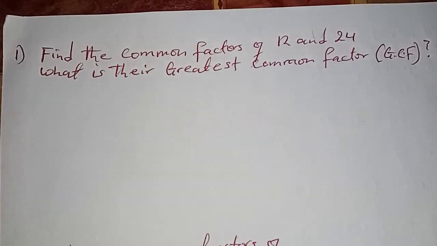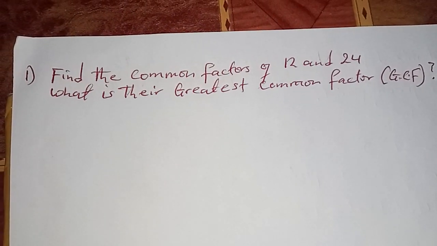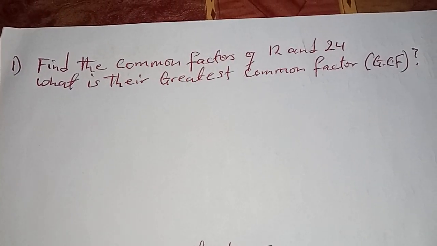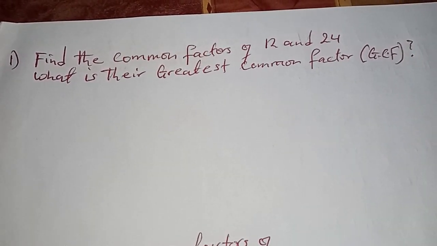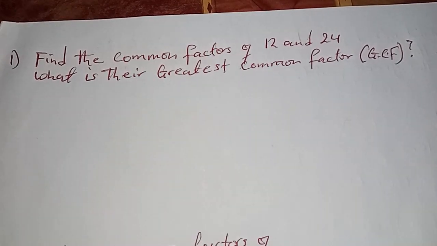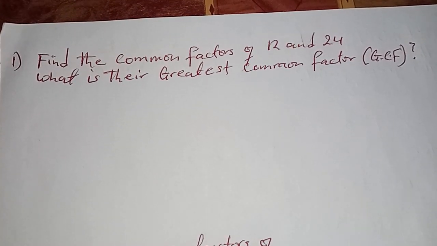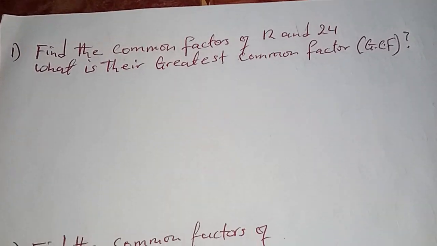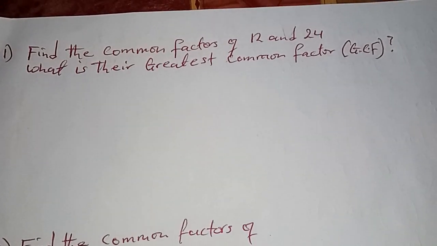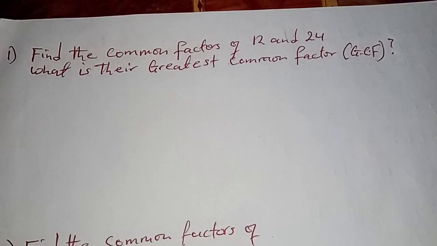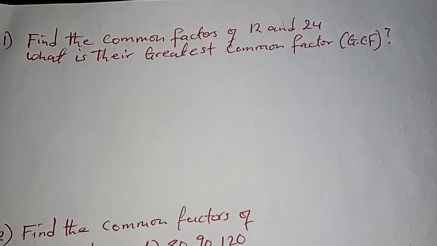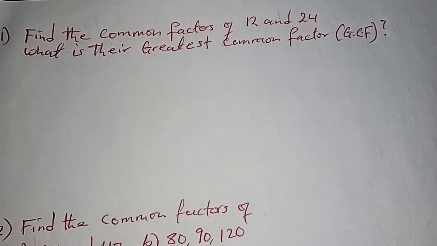So we'll move on to our first question on our list, which says find the common factors of 12 and 24. The next one says what is their greater common factor, right? Now this is a problem that can confuse students at times, to know the difference between the common factor and the greater common factor.